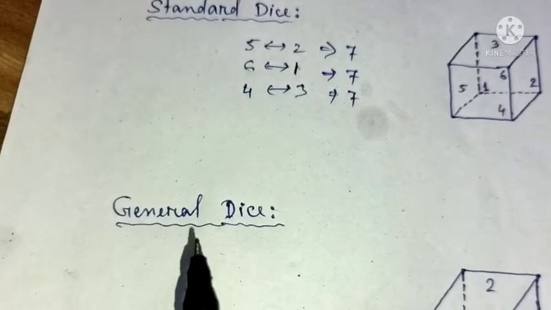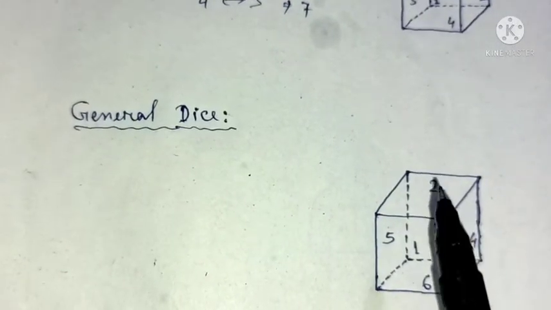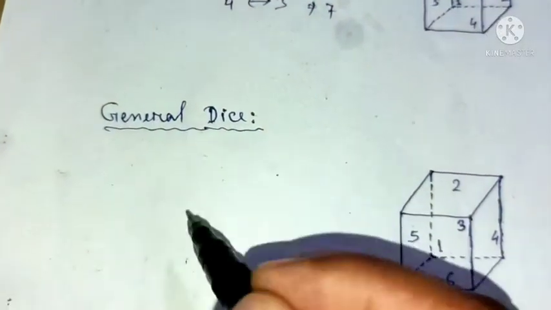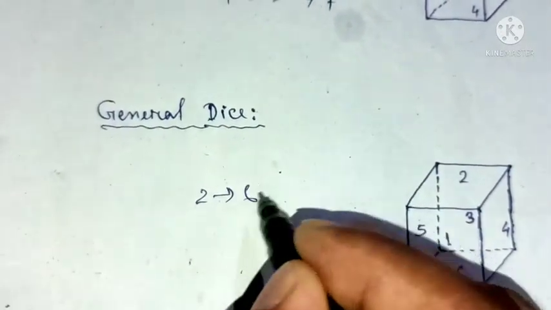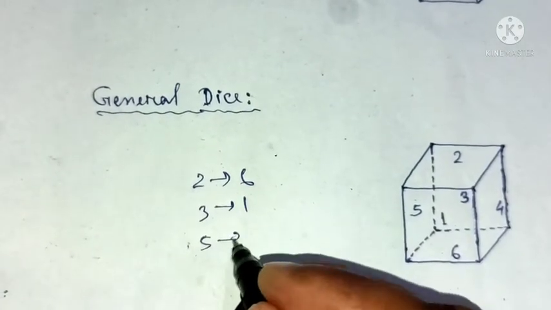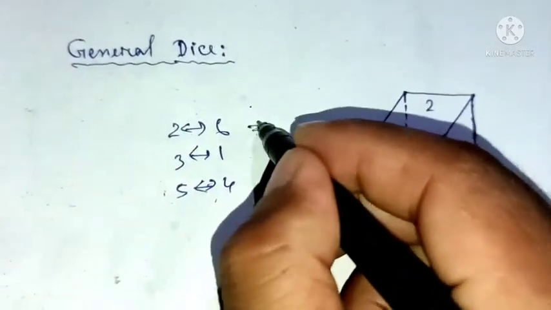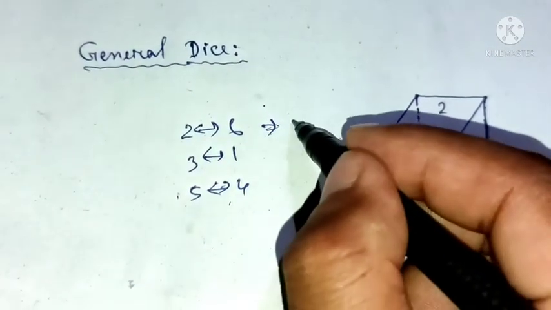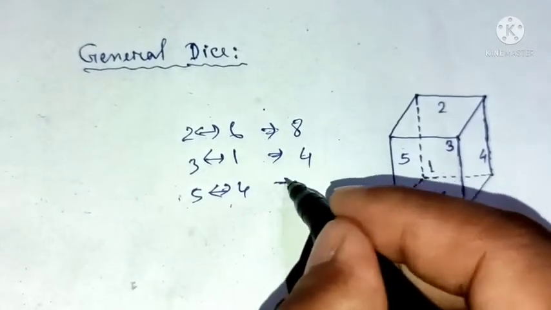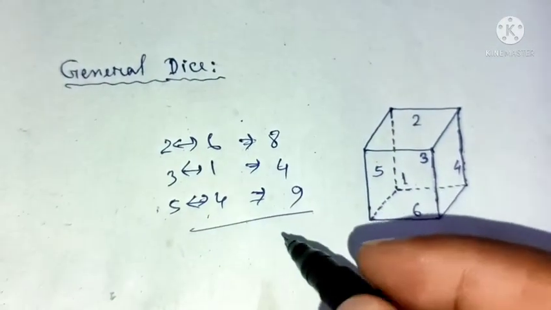Now come to the next point, general dice. In case of general dice, the sum of the opposite faces' digits is never equal to 7. If you see here, opposite of 2 is 6, opposite of 3 is 1, opposite of 5 is 4. So these are opposite to each other. And if you get the sum, 2 and 6 is 8, 1 and 3 is 4, 5 and 4 is 9. So none is equal to 7.